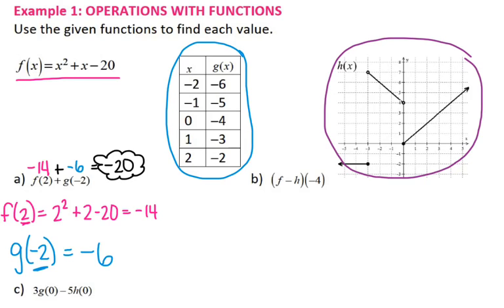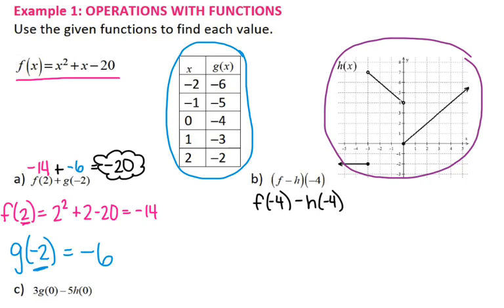So you're starting by evaluating each individual function first, and then performing the actual operation that it says to do for the original problem. For letter B, I have f minus h of negative 4, so please be careful. You're not taking f minus h and multiplying it by negative 4. This is the same thing as f of negative 4 minus h of negative 4.